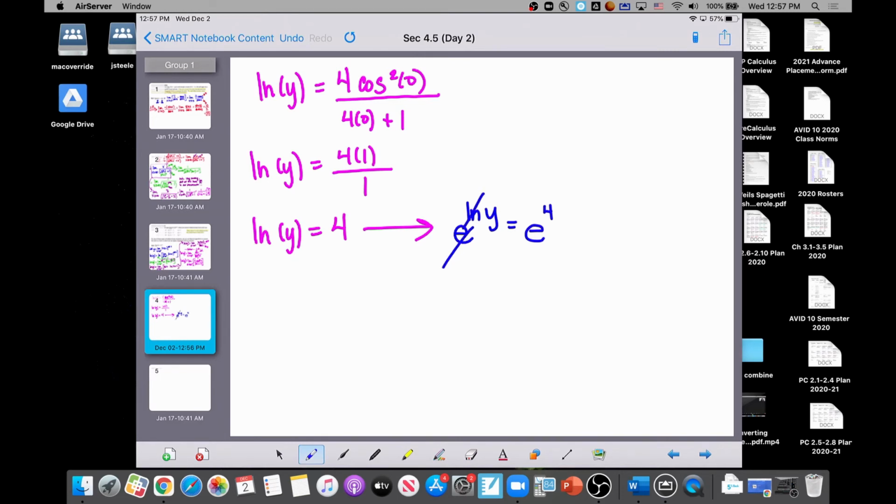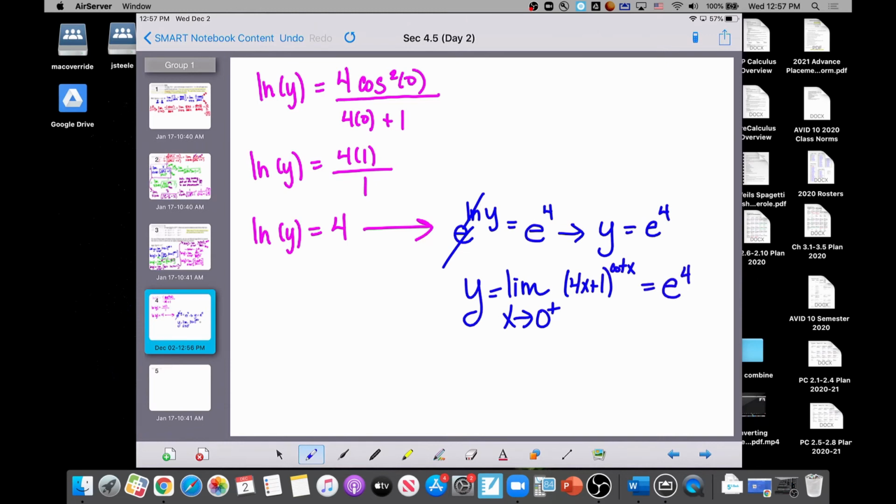And the e and the ln cancel out. And so then we get y is equal to e to the fourth power, which is the answer to our limit. So therefore, y is equal to the limit as x approaches 0 from the right of (4x plus 1) to the cotangent x power, which is equal to e to the fourth.